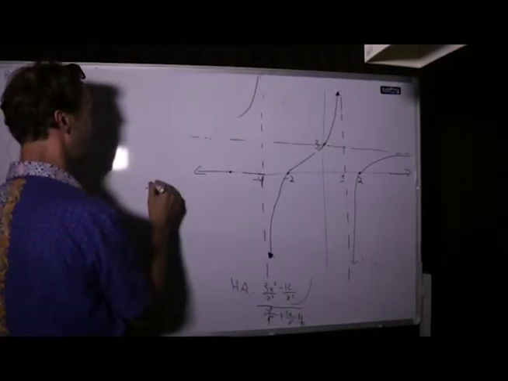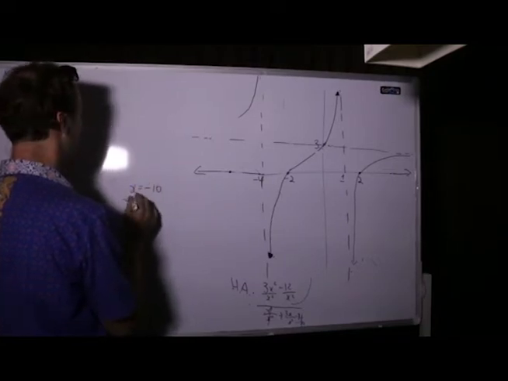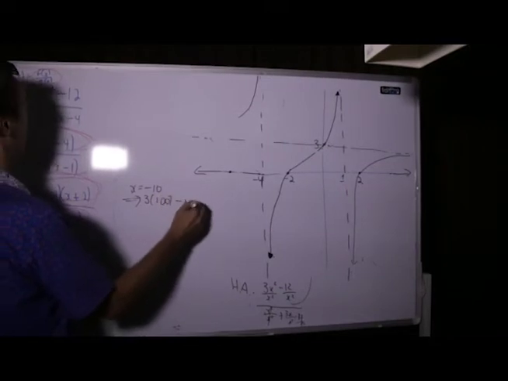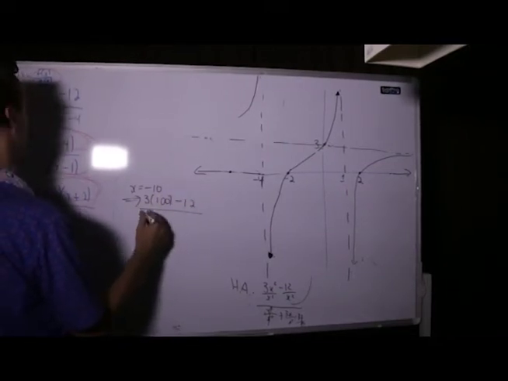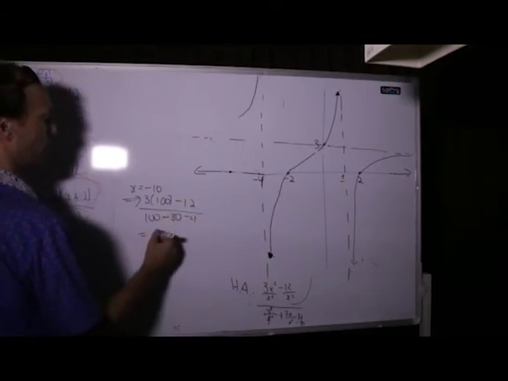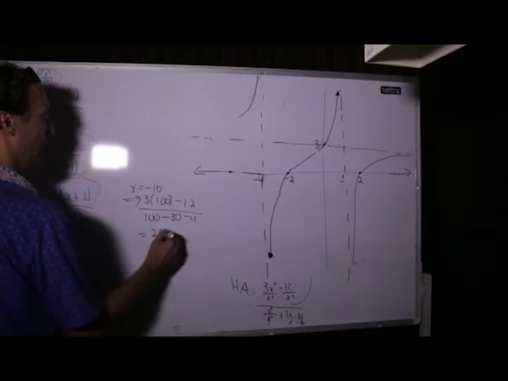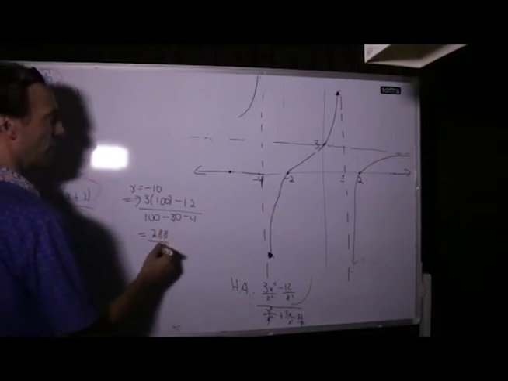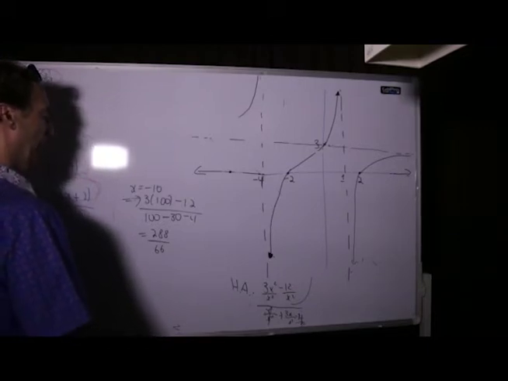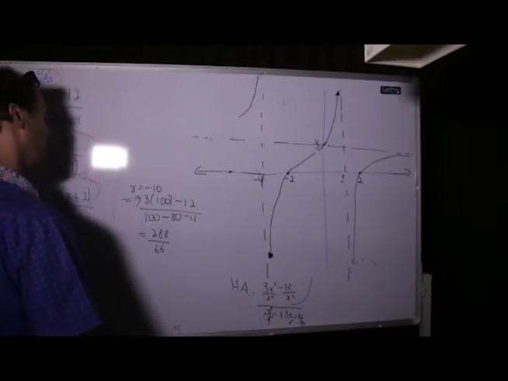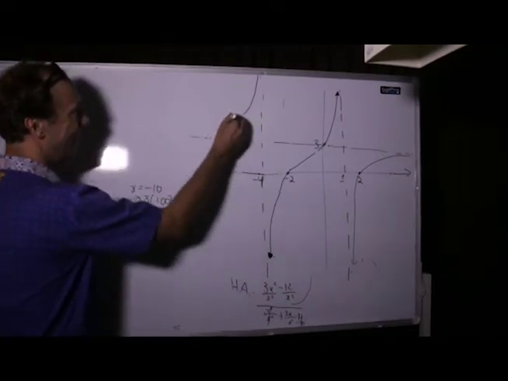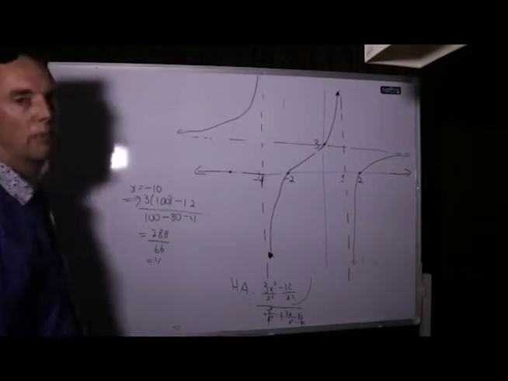What about if we did -10? X equals -10. We can check that and we will get 3 times 100 minus 12 outside of 100 minus 30 minus 4, which gives us approximately 288 divided by 100 minus 34 gives us 66. Off the top of my head, it's 4 and something, okay? So we know it's basically coming down towards here and it's approaching our oblique asymptote.